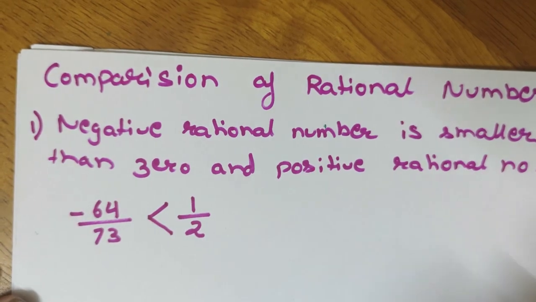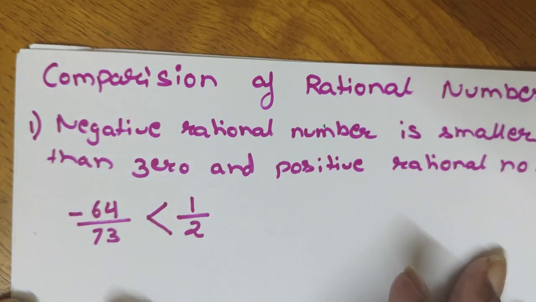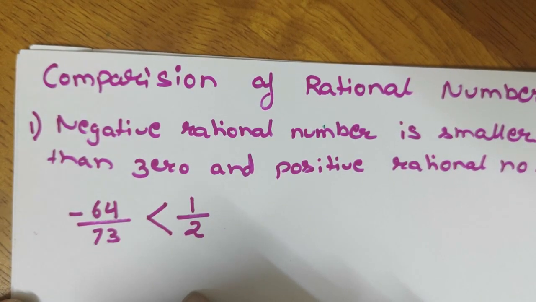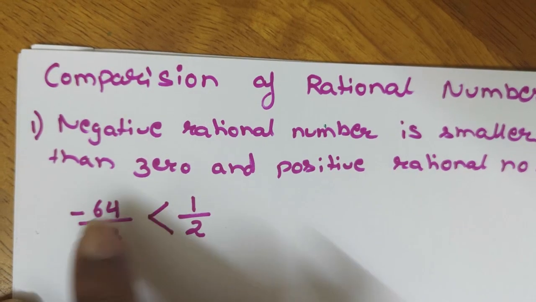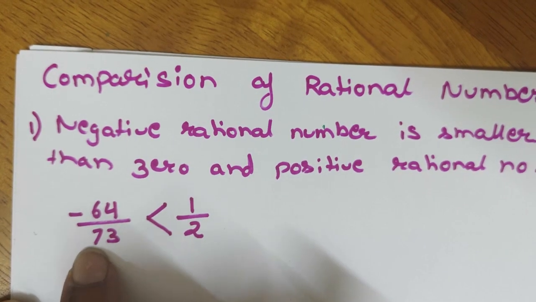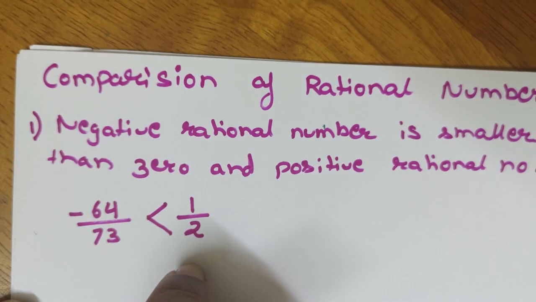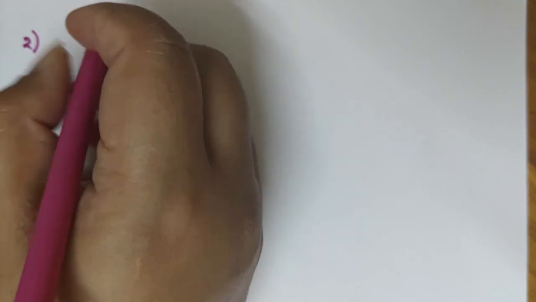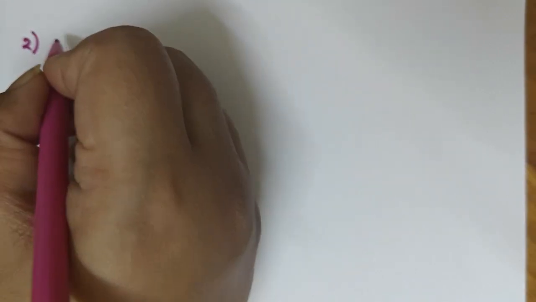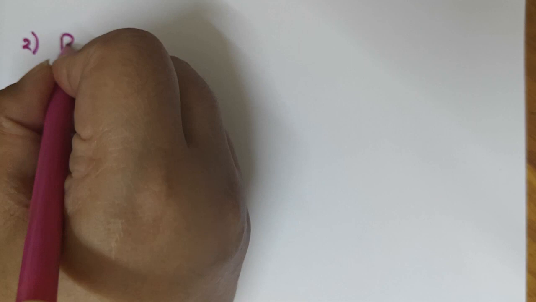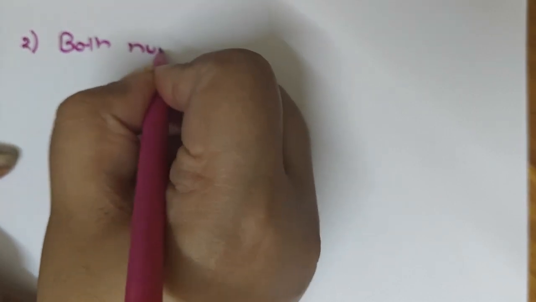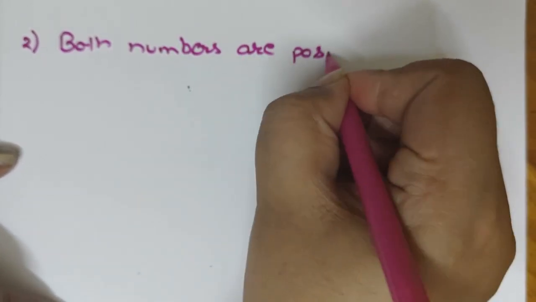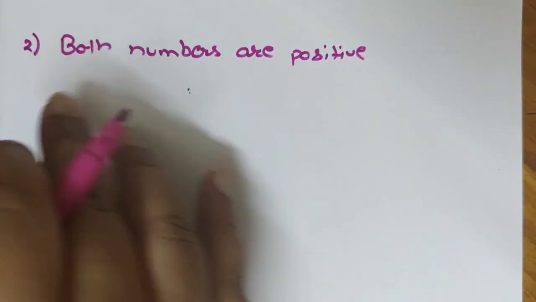Okay, so this is the easiest way. When one number is negative and one number is positive, then we can directly say that the negative number will be smaller and the positive number will be bigger. Now we will see how to identify which one is bigger when both numbers are positive. Okay, both the rational numbers are positive.